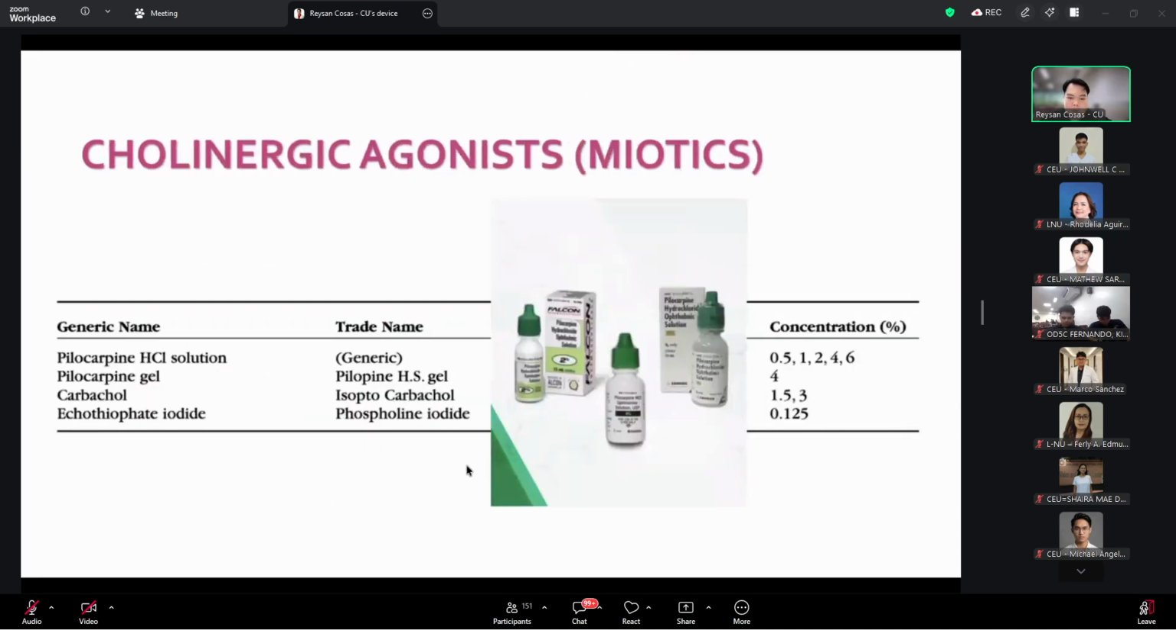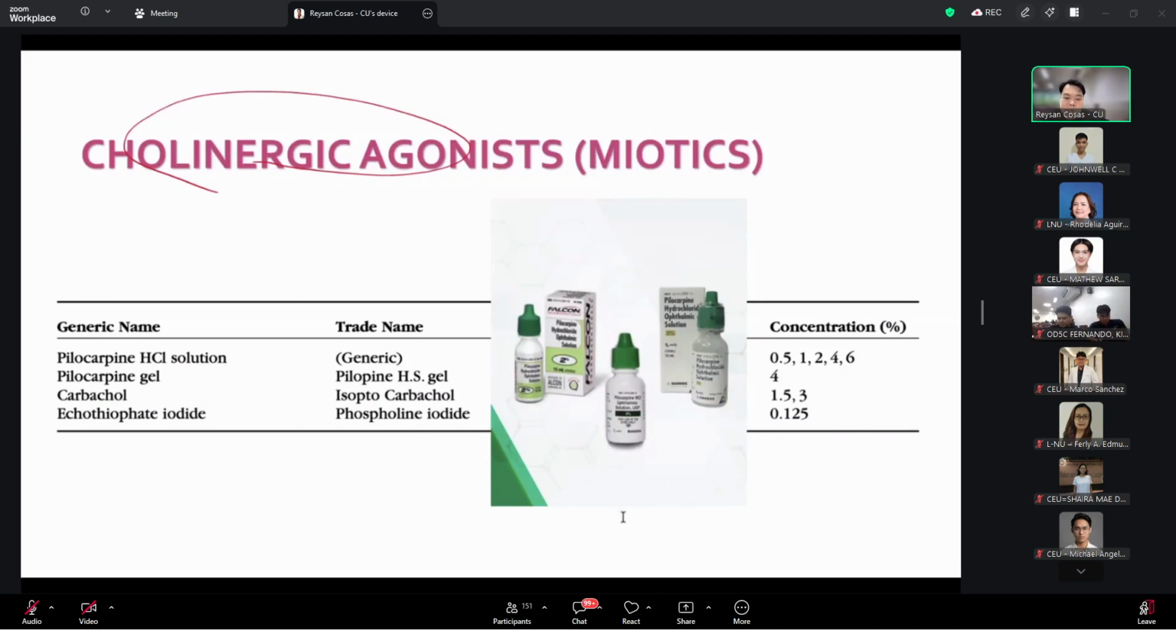So we are done with the KIs. Let's now move on to the last group of anti-glaucoma agents. We have the miotics or the cholinergic agonists. The cholinergic agonists, as the name implies, mimic the effects of acetylcholine. So we can call them cholinomimetics, parasympathomimetics. And clinically, they are called miotics.